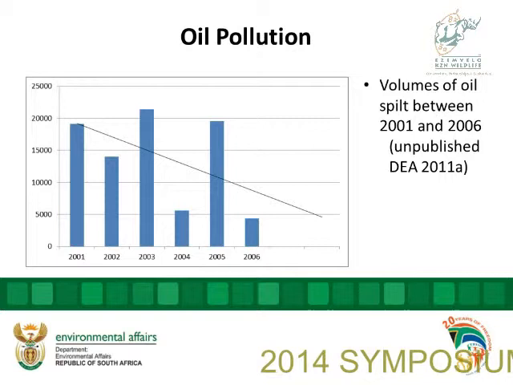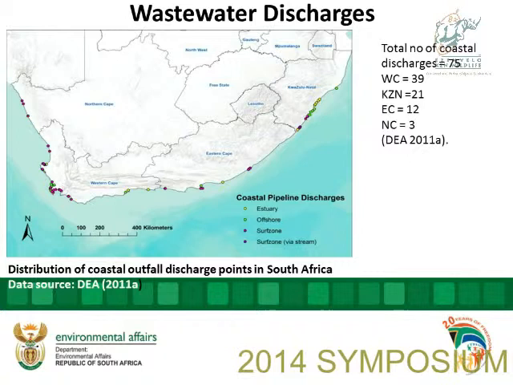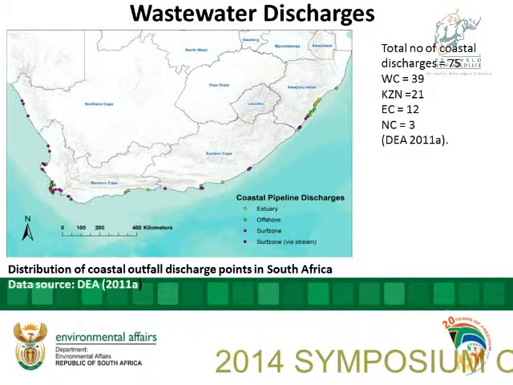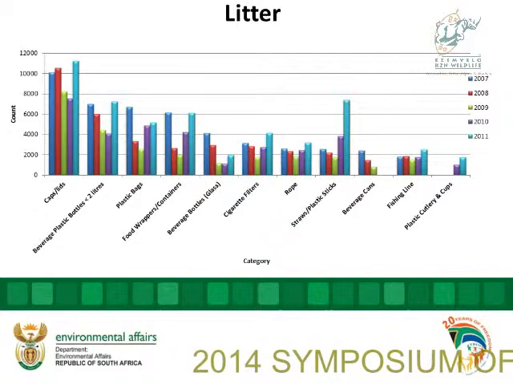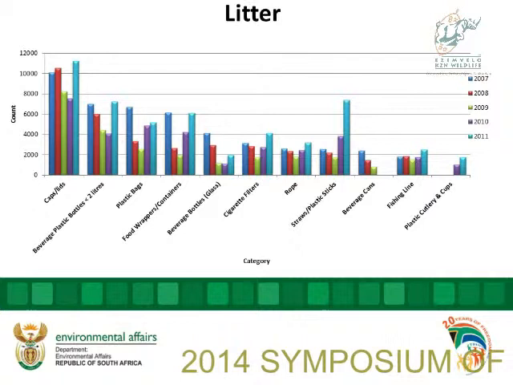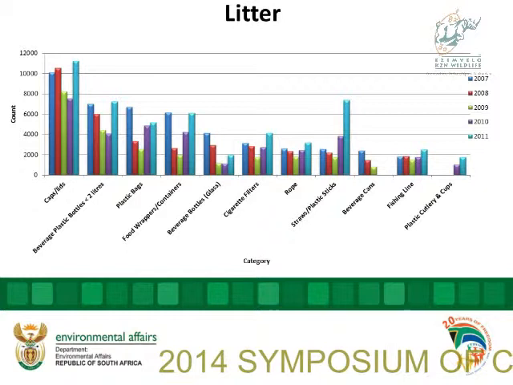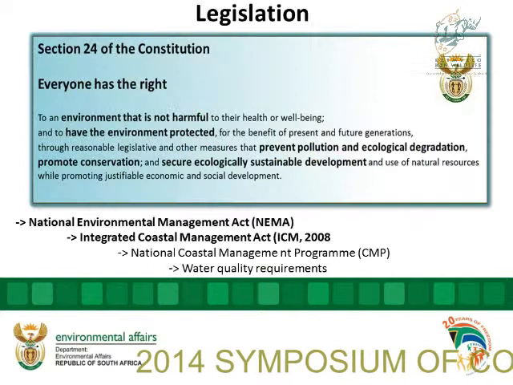Another factor that affects our coastal waters is wastewater discharges, as I mentioned before. We have about 75 discharging points in South Africa, from estuaries and offshores, like directly on the surf zone, and also some come via streams to the offshore. Another thing is litter. This data was collected by beach cleanup by DEA. It's also unpublished, and it also reveals that litter is a very bad pollutant as well. It includes lids, caps, ropes, and food wrappers.